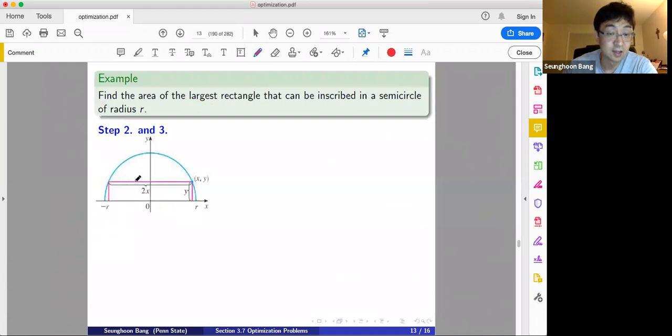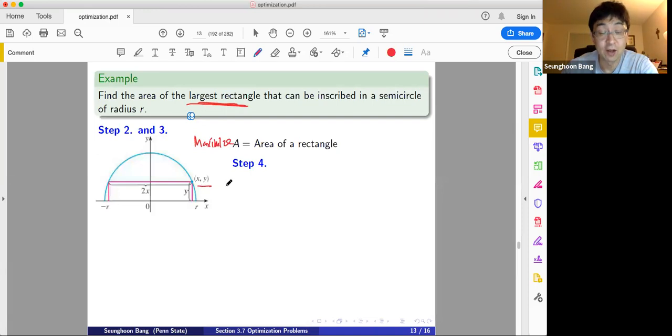Exactly, this length is x plus x, which is 2x. One more thing: x is only a positive number. You could show negative numbers, but it is always symmetric about the y-axis, so we only use positive x values. A is the area of the rectangle, and you have to maximize this area A. We have x and y values. So A is 2x times y, so we have 2xy.